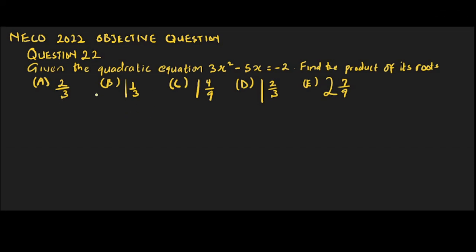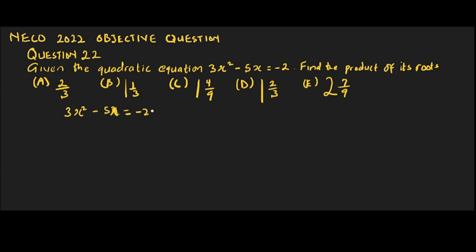Question 22. Given the quadratic equation 3x squared minus 5x equals minus 2, find the product of the roots. Now, the question is asking us to calculate the product of the roots. This is the equation given: 3x squared minus 5x equals minus 2.